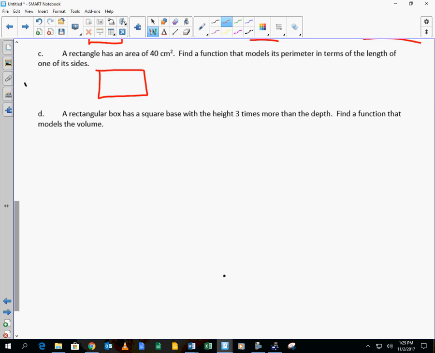Find a function that models its perimeter in terms of length and one of its sides. So, is the goal to model a function for area, or is the goal to model a function for perimeter? Perimeter. How do you write perimeter for a shape like this? Well, I've got two variables. I need to figure out a way to get rid of a variable. I need to use something in the problem. What can I write? Very good. W times L is equal to 40.